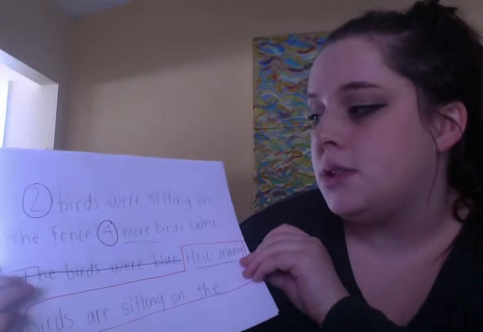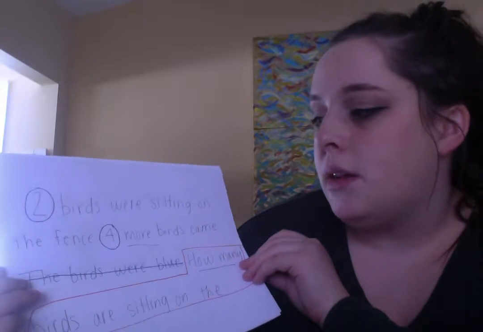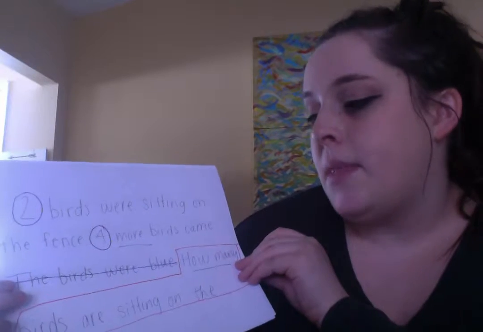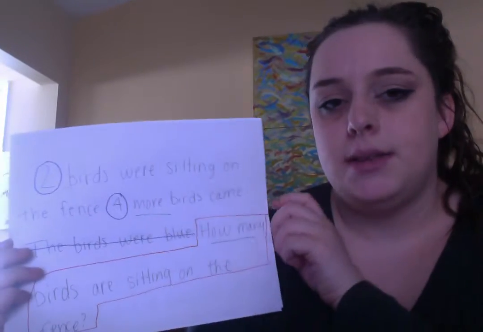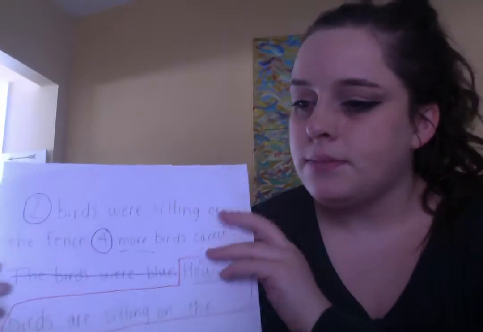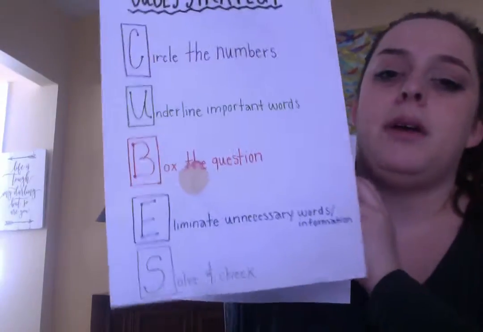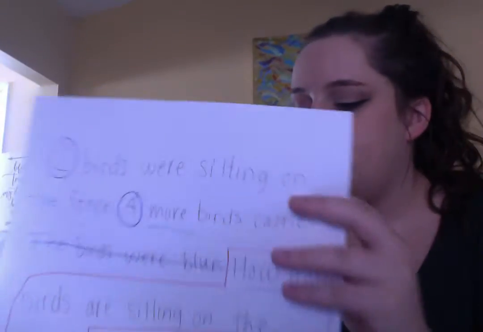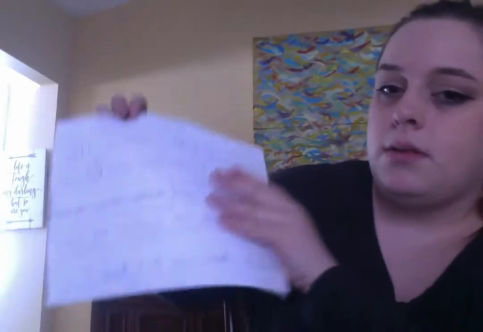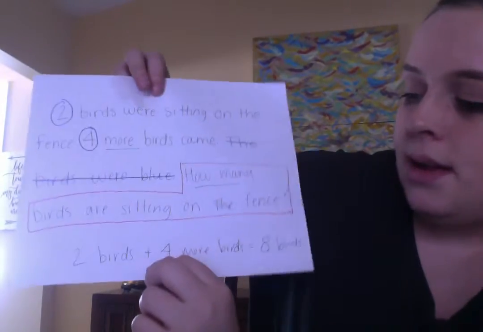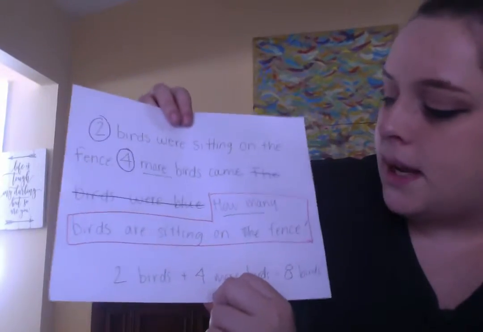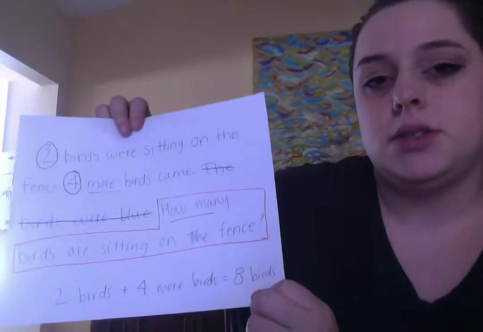So our sentence just reads, 2 birds were sitting on the fence. 4 more birds came. How many birds are sitting on the fence? That sounds a little easier. So we'll go to our last step. We're going to solve it and check. So if we have 2 birds and we add 4 more birds that came, we have 8 birds total on the fence.